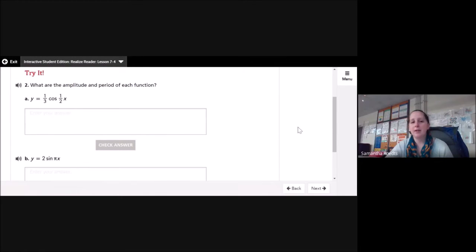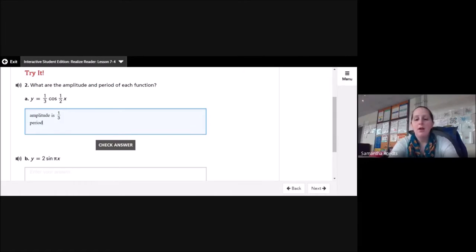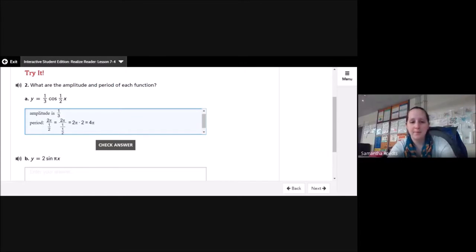So let's try it. What are the amplitude and period of each function? So I have y equals 1/3 cosine 1/2 x. My amplitude, remember that's the number out front, is 1/3. And then my period is 2 pi divided by 1/2, which is really like saying 2 pi over 1 divided by 1/2, which is really 2 pi times 2, which is 4 pi. So this 1/2 actually stretched my period. So my period is now 4 pi.